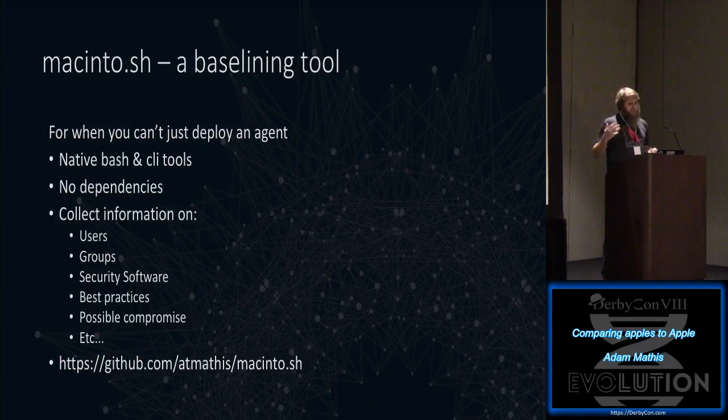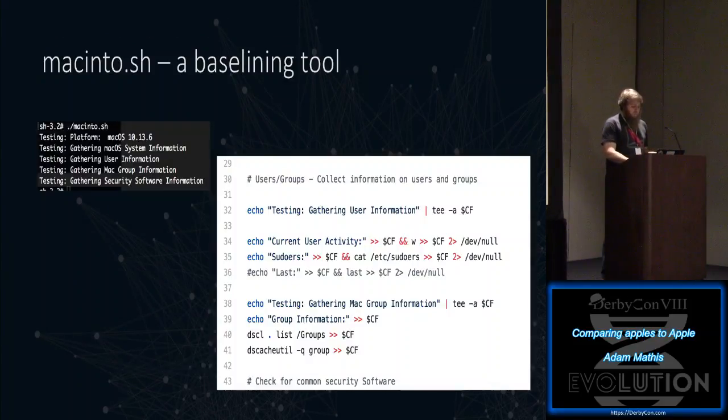So the idea is: tell me the users, tell me the groups that exist on the machine, what kind of security software do they have running, are there any possible compromises? Are there any weird cron jobs or any weird launch agents or daemons out there? So the idea is just run this, it'll iterate through all that stuff, and it'll give you a nice little thing to start out with. And say, hey, okay, I know where I stand now. So you can find that at the GitHub link below.